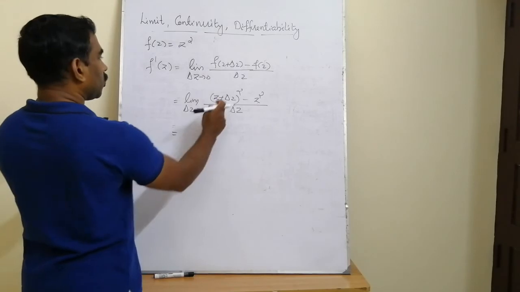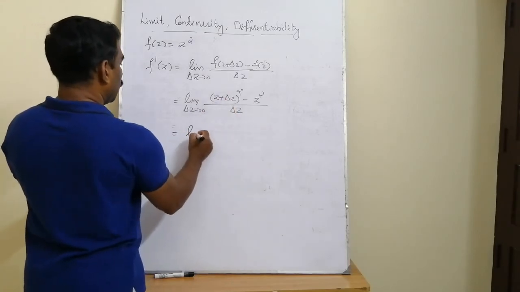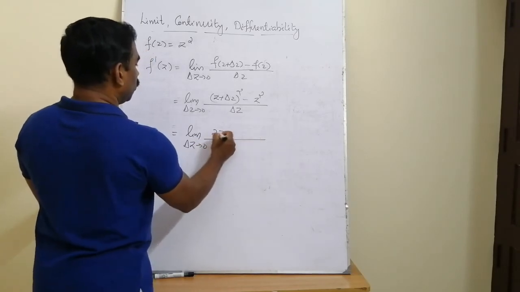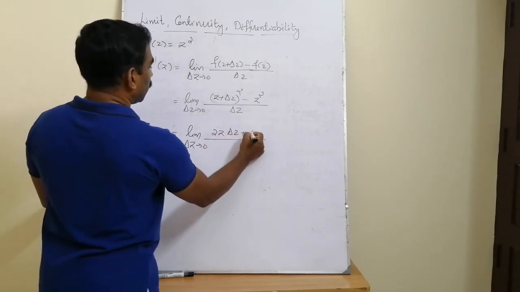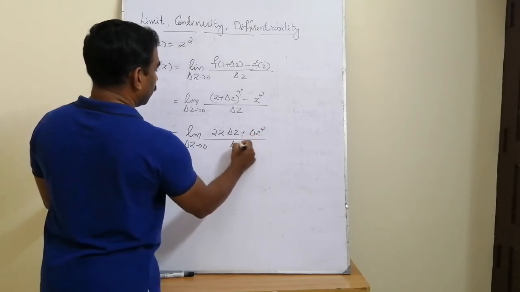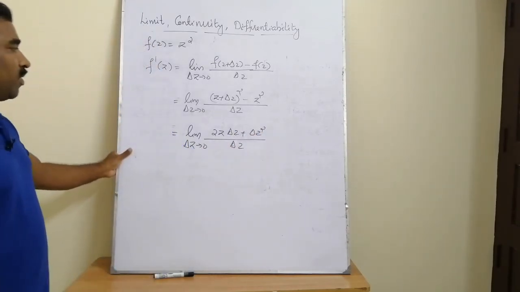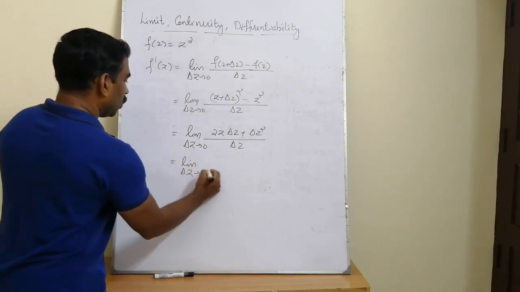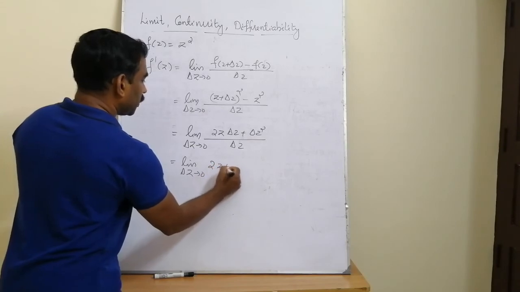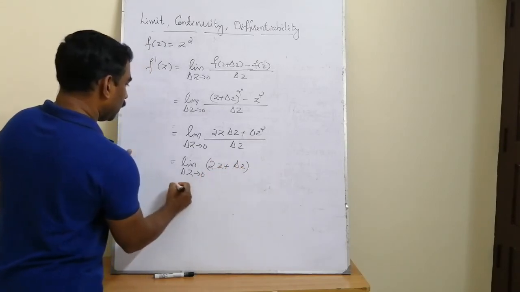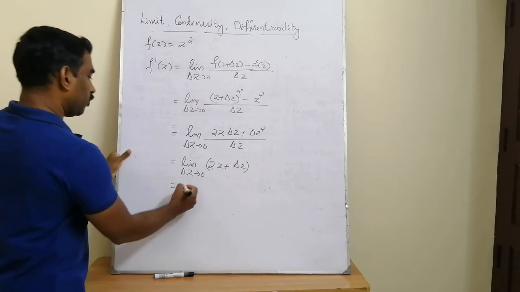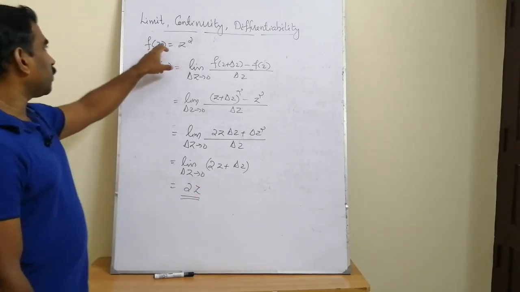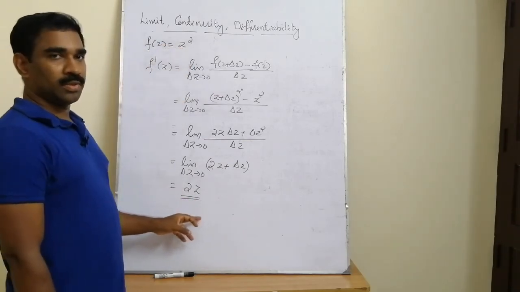Now expanding (z + Δz)² and cancelling one z², we have the limit as Δz tends to 0 of (2zΔz + Δz²)/Δz. Taking Δz as a common factor and cancelling, we have the limit as Δz tends to 0 of 2z + Δz, which on evaluation of this limit gives 2z. So the derivative of the complex function f(z) = z² is 2z.